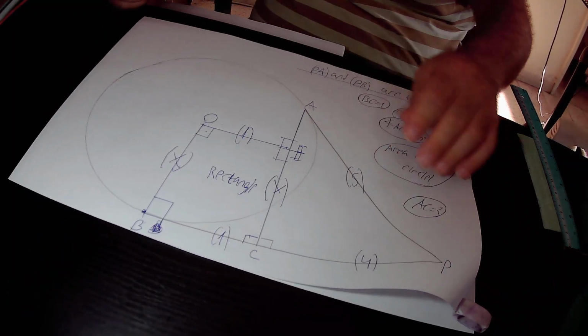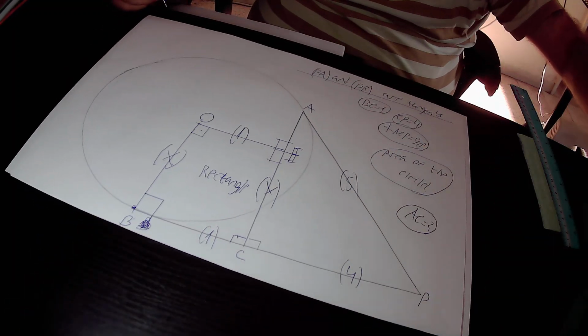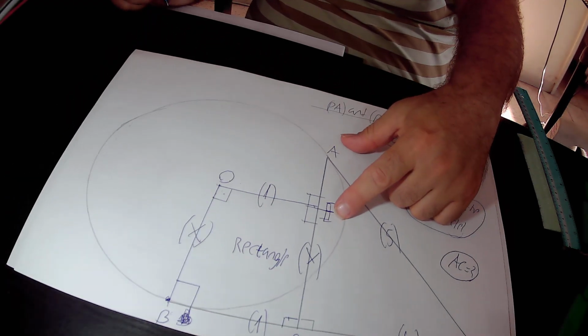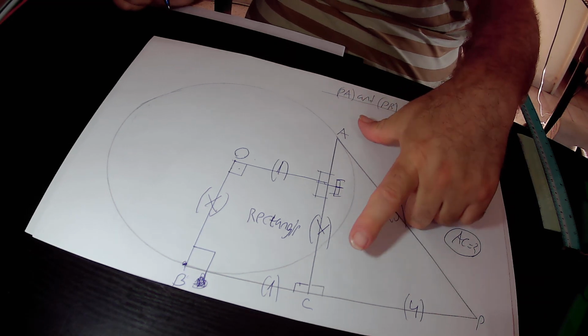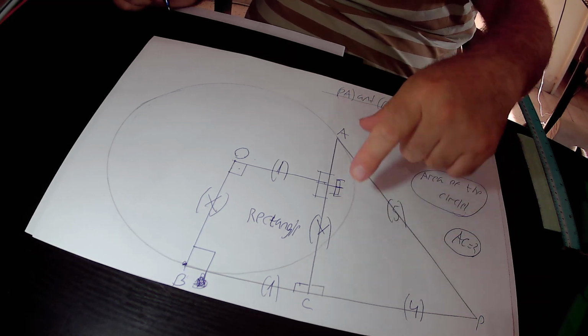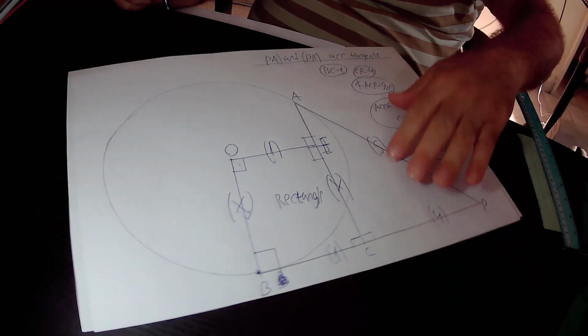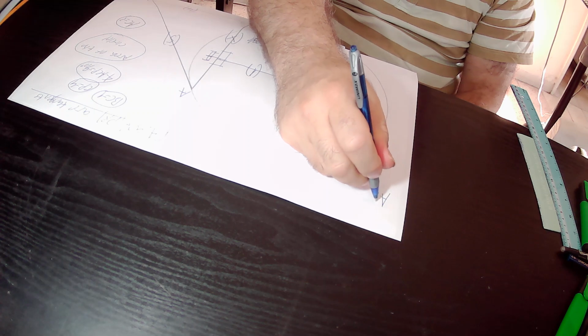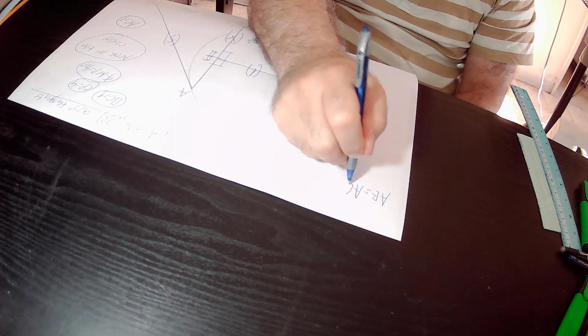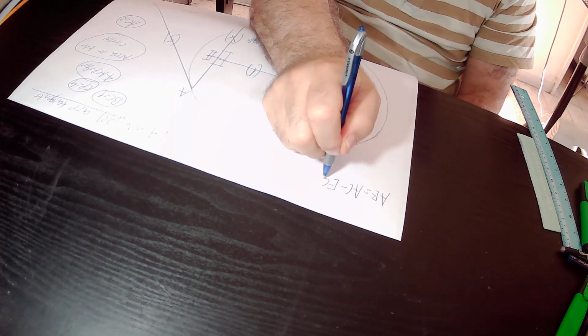What is the length of this missing line segment, line segment AE? From the drawing, it is very easy to see that AE equals AC minus EC. Again, AC minus EC equals AE. So I write it down. AE equals AC minus EC.